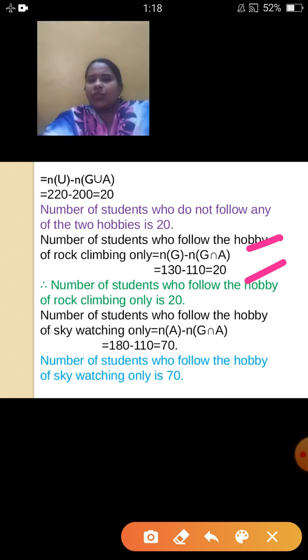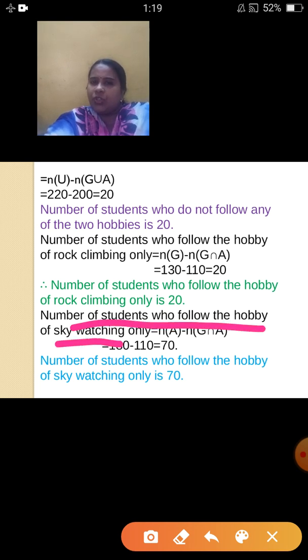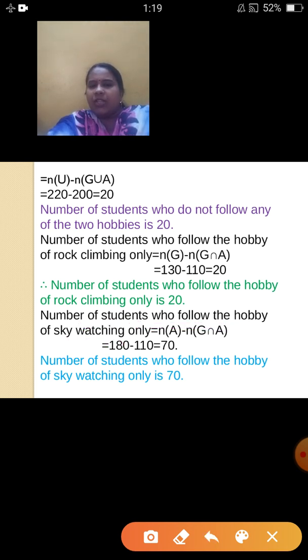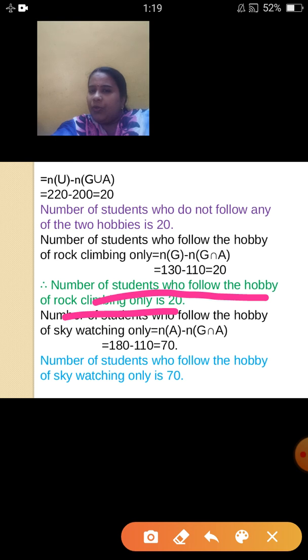Similarly, the next one is the number of students who follow the hobby of sky watching only. So from the set of sky watching, if I subtract the intersection part, we get the number of students who have their hobby as sky watching only. So n of A minus the intersection. What is it? 180 minus 110, that is 70. So now this is the next part of the answer. Now look at both the answers. Number of students who follow the hobby of rock climbing only is 20, and number of students who follow the hobby of sky watching only is 70.